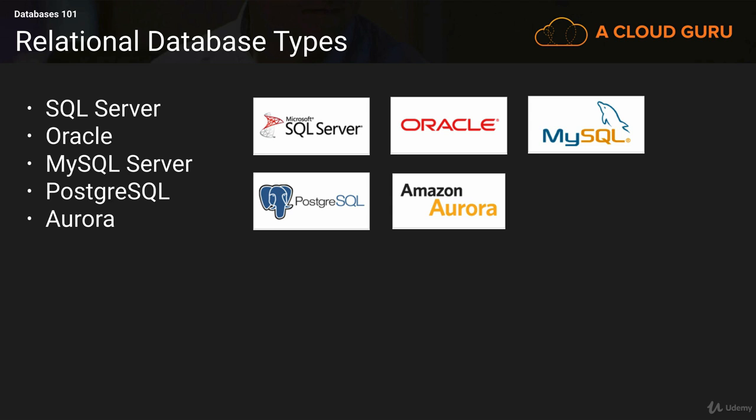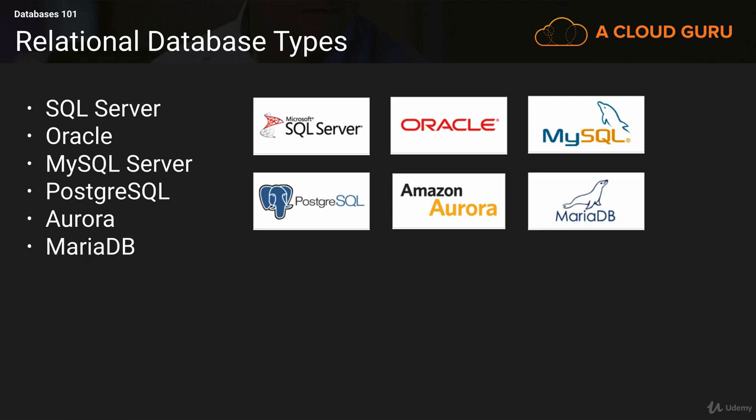We then have MariaDB. MariaDB is another relational database, again, that's quite popular in the developer community. So those are the 6 different types of relational databases that are available to us on Amazon Web Services. Now in this course, we're going to be using MySQL just because it is the easiest one to use.